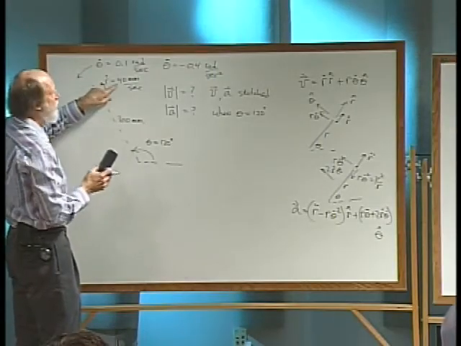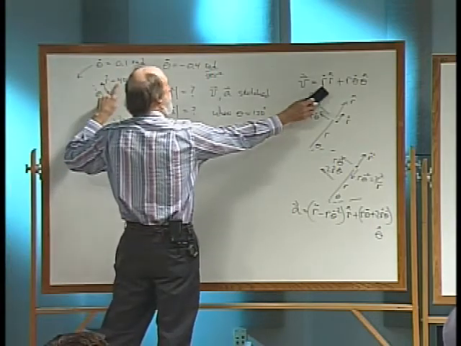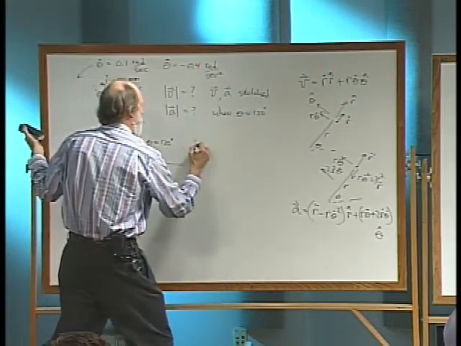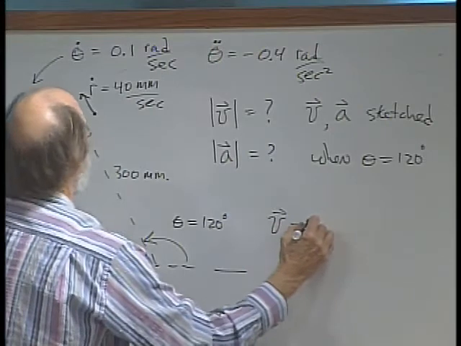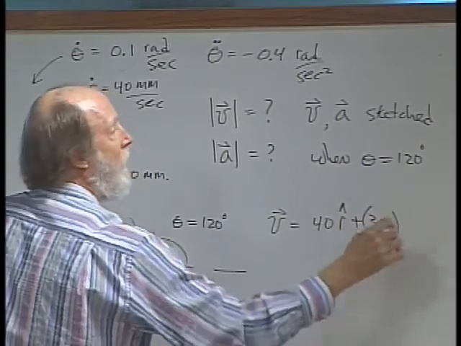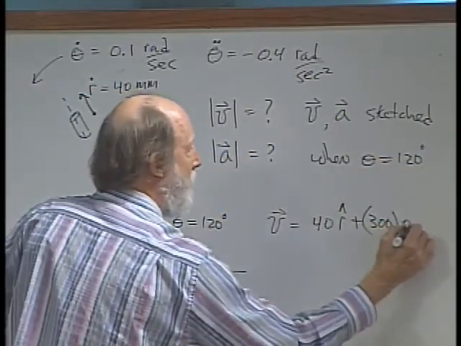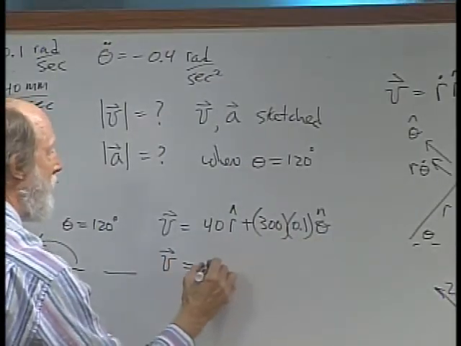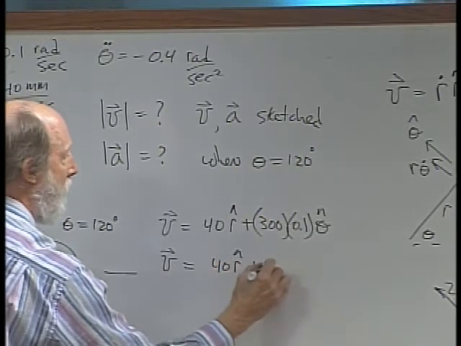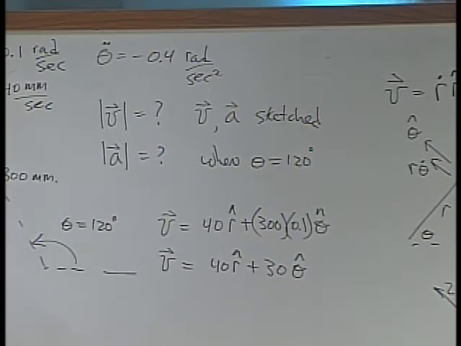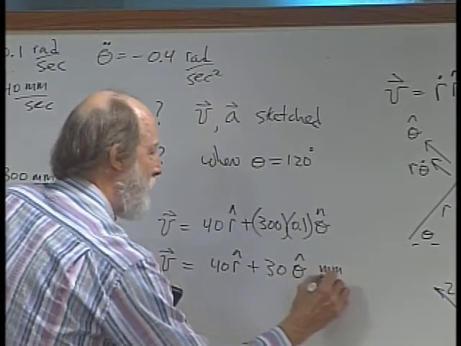So our velocity, if you look here, we've got our r dot. We know r and we know theta dot, so we've got our complete vector velocity. So the r dot's 40 r hat plus our 300 for the r, and the theta dot is a tenth theta hat. And so the vector velocity is going to be 40 r hat plus 30 theta hat. Units, millimeters per second.